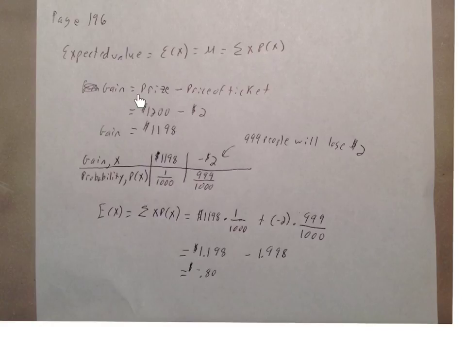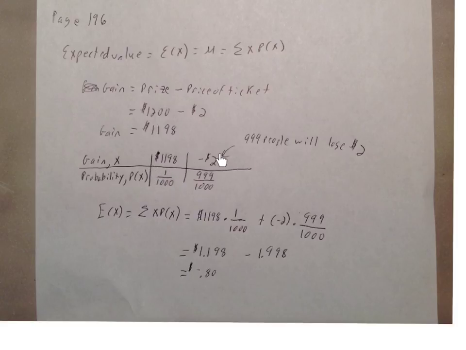So the gain that you have is your prize minus the price of the ticket. You can possibly gain, there's one prize at $1,200, but it cost you $2. So the hope is you win. Your profit is $1,198. So that would be your gain. The probability of winning is 1 out of 1,000.